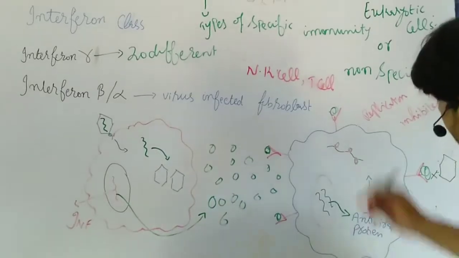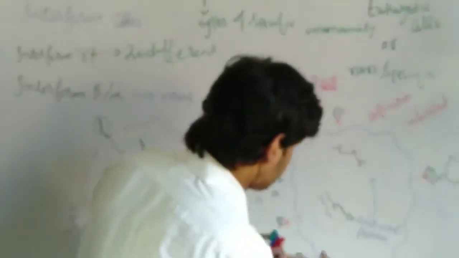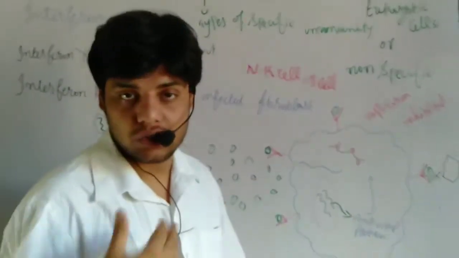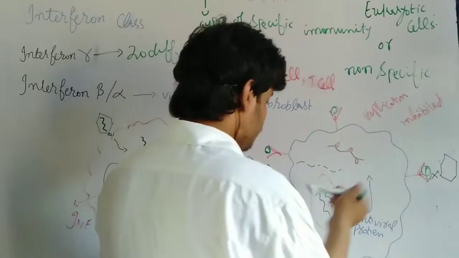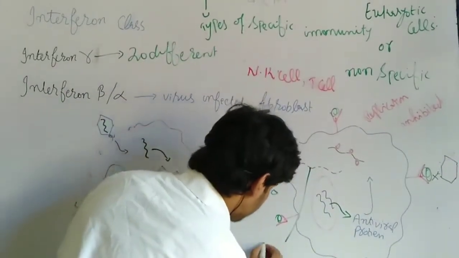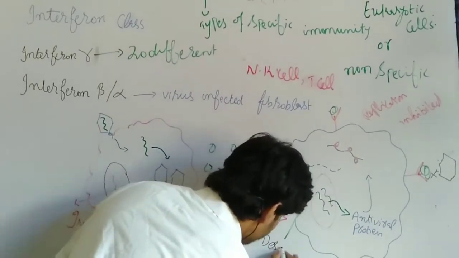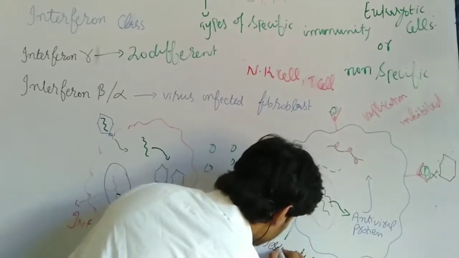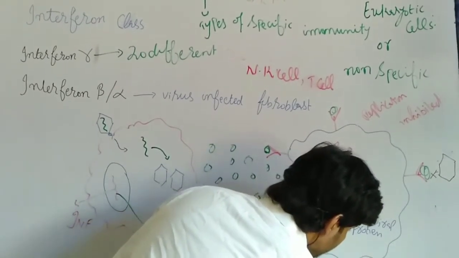Sometimes what actually happens is that this antiviral protein will cause destruction. Let's suppose we have another genome of the virus. Sometimes this antiviral protein will cause the destruction of this genome of the viruses. So the virus genomes are degraded. So they will also cause destruction of the virus genome.